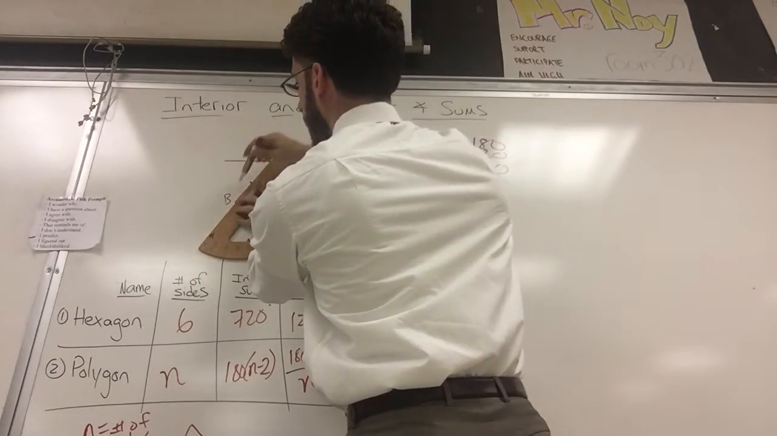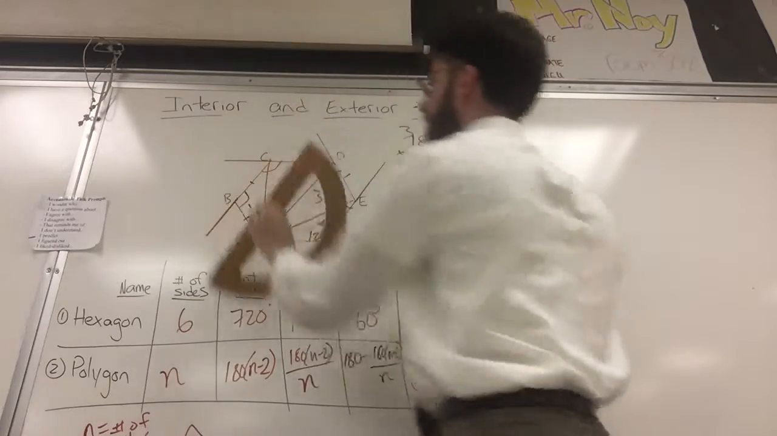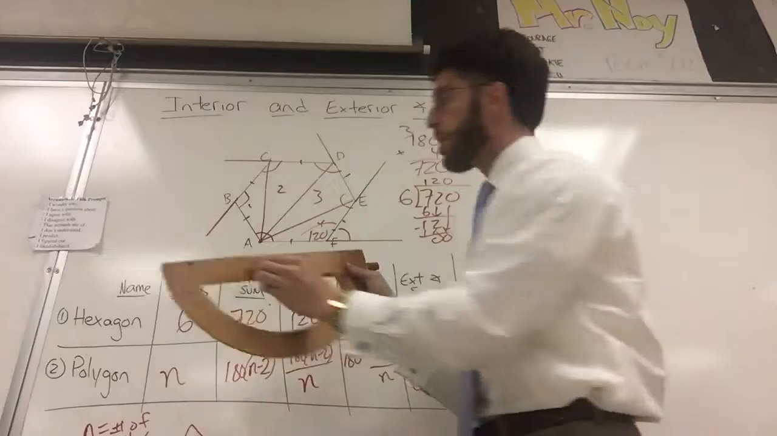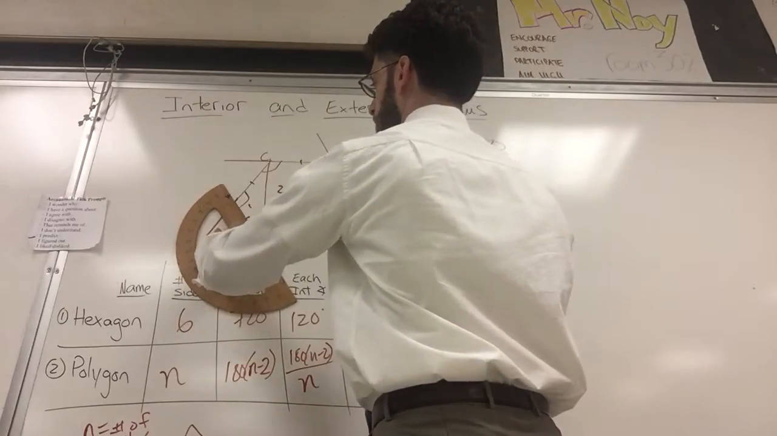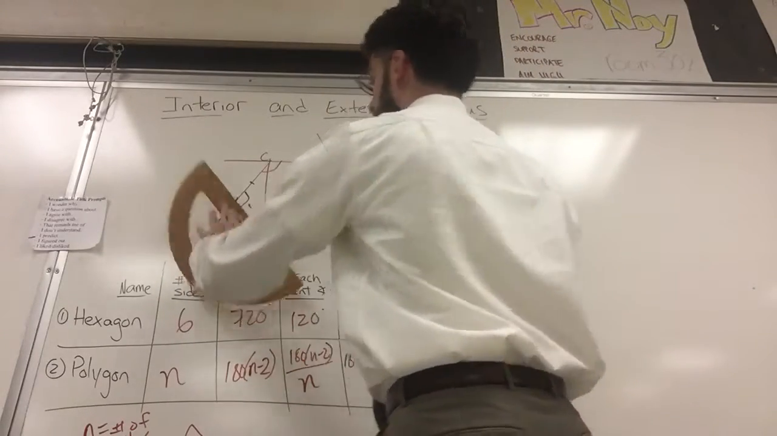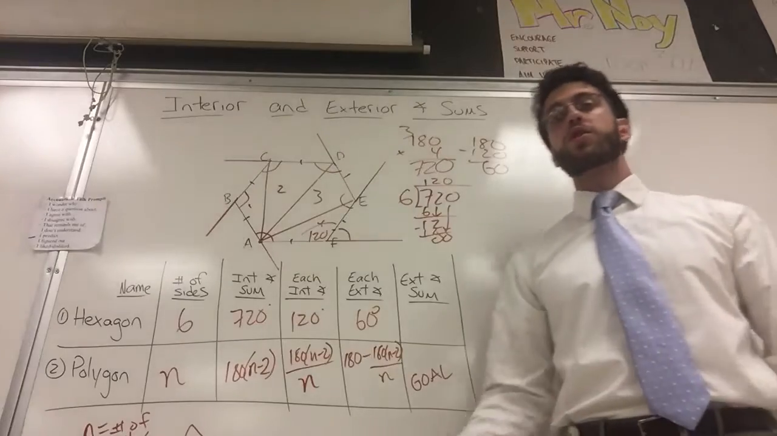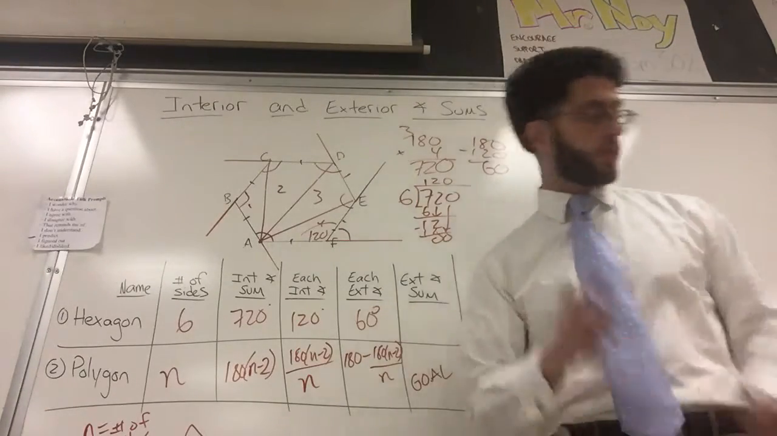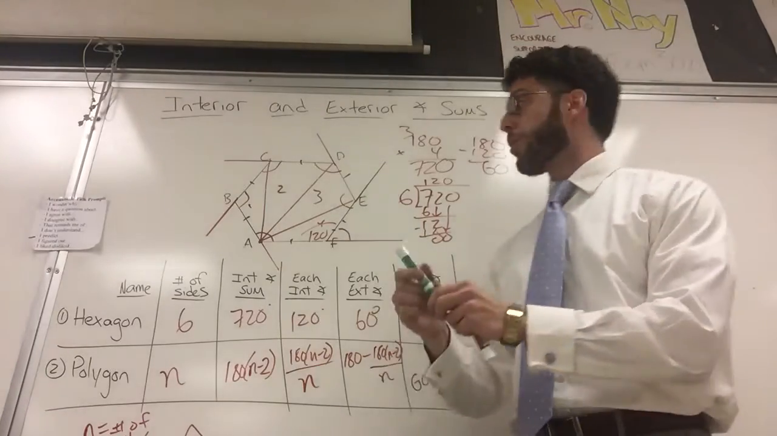And I think I'm done, but look carefully. I got 1, 2, 3, 4, 5. Still got to do AB or BA. So I'll extend that one out. How many exterior angles are there? Should be the same amount as interior angles. 6 interior, 6 exterior. I'll highlight them in green.